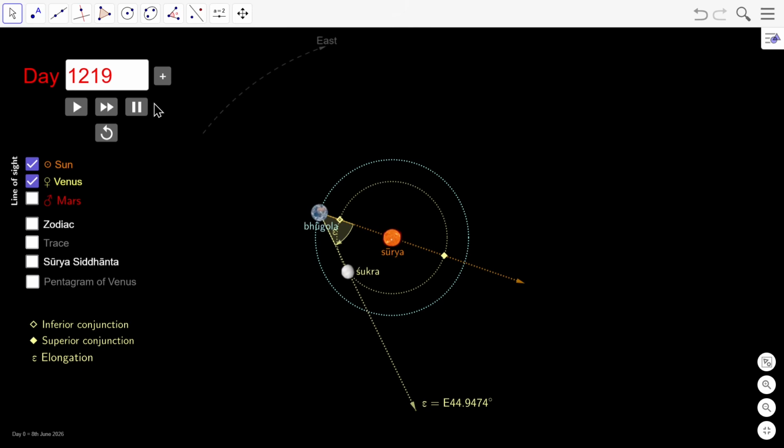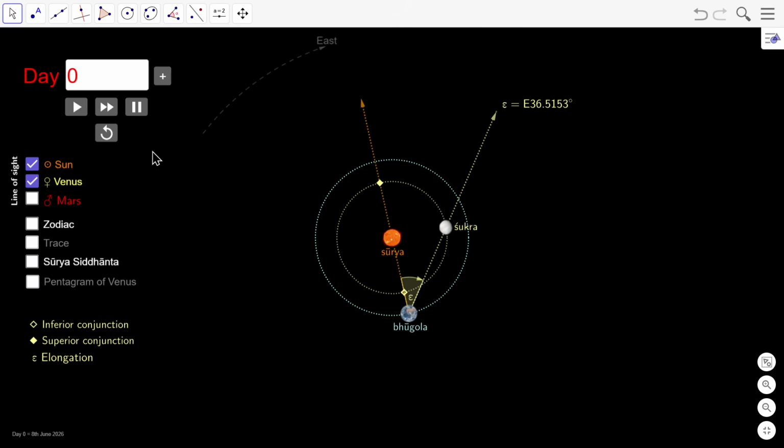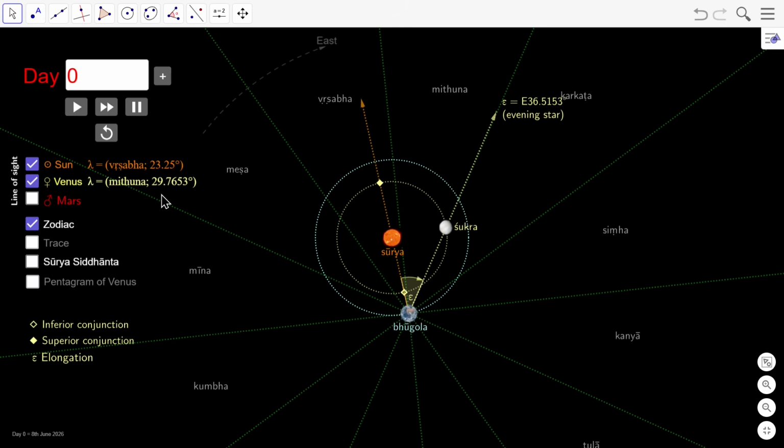But I also have to introduce another very popular concept, which is directly connected to this. The concept of Venus being a morning star and an evening star. So for that, let me reset the date back to 0 and I bring on the zodiac. Now in addition to the elongation, I'm showing you that Venus is an evening star on day 0. It is east of the sun and it's an evening star.